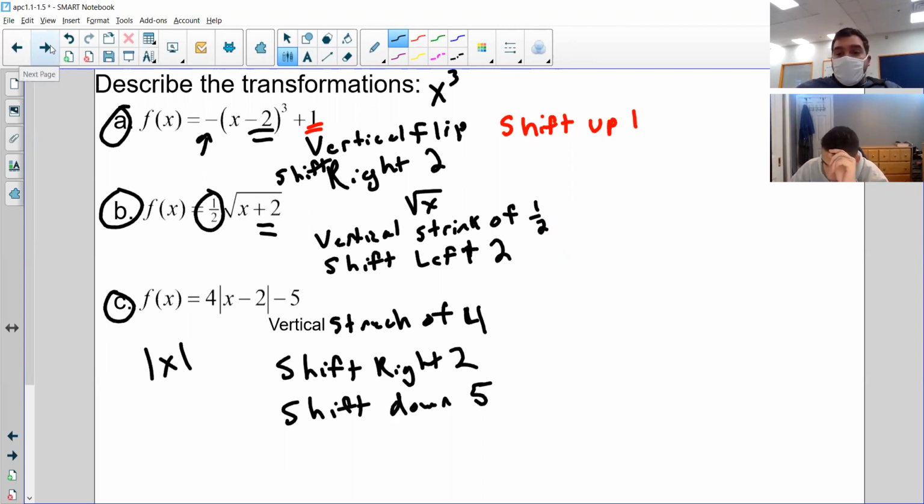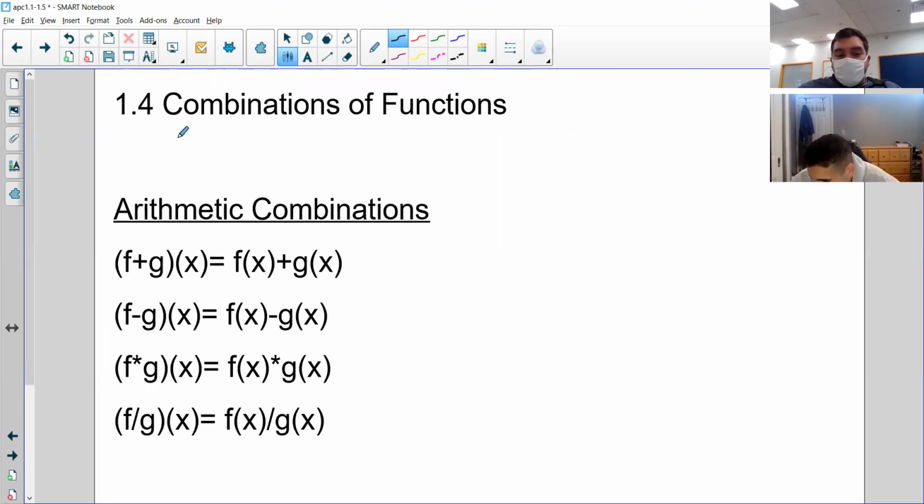Okay, so now we're ready for our actual section today, 1.4, combinations of functions. So I want you to write that down. Also write down the arithmetic combinations. They're very straightforward.